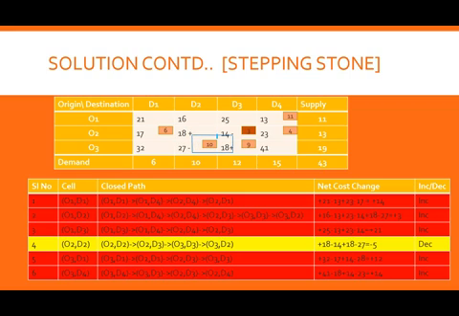That is the most negative decrease. Consider that particular loop: O2D2, O2D3, O3D3, O3D2. Okay, in this loop, wherever I have minus sign, identify those allocations. I have 10 and I have a 3. So out of this, 3 is minimum, 3 can be moved.